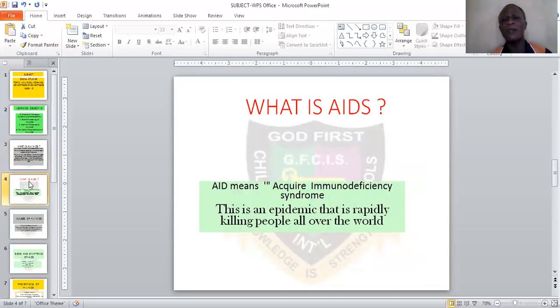Then, let's talk about AIDS. What is meant by AIDS? AIDS means acquired immunodeficiency syndrome. It is an epidemic that is rapidly killing people all over the world. It is everywhere, not in Nigeria alone. It is in other countries, abroad, not only in Nigeria. These are terrible diseases that rapidly kill the body all over the world.